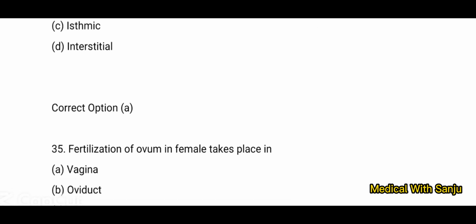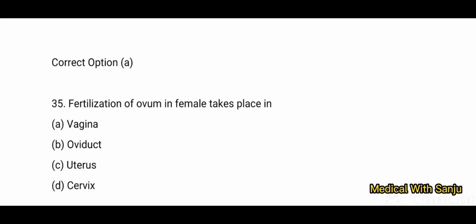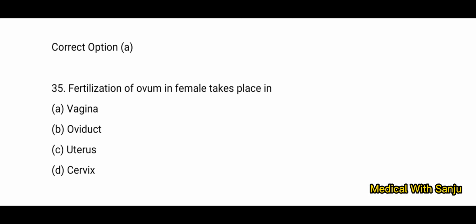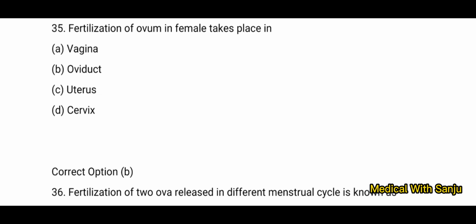Correct option A. Question number 35. Fertilization of ovum in female takes place in option A. Vagina, option B. Oviduct, option C. Uterus, and option D. Cervix. Fertilization of ovum in a female takes place in oviduct, ampulla part.